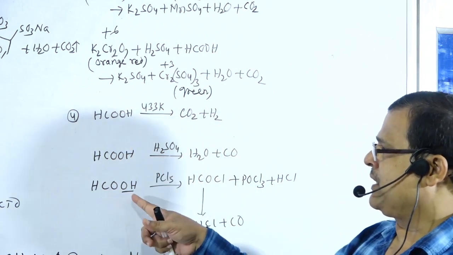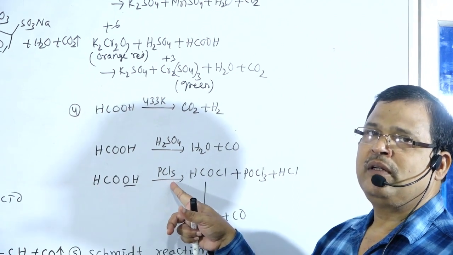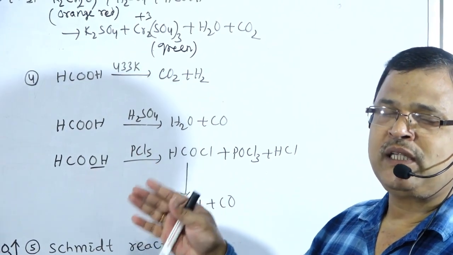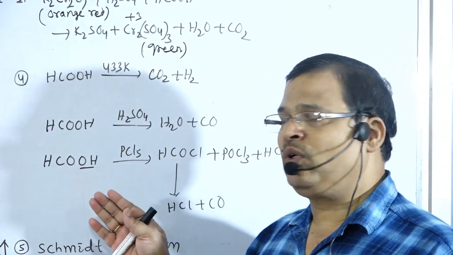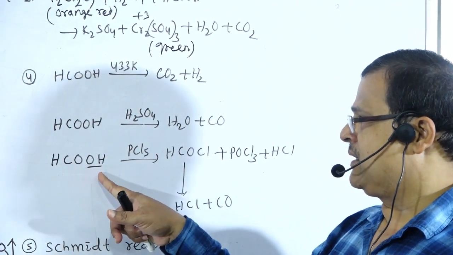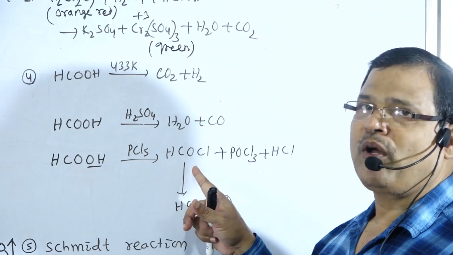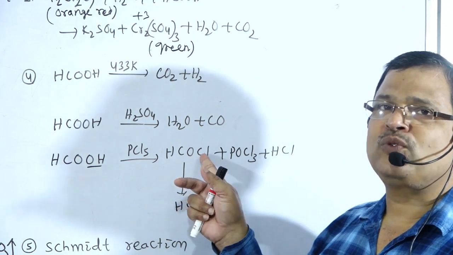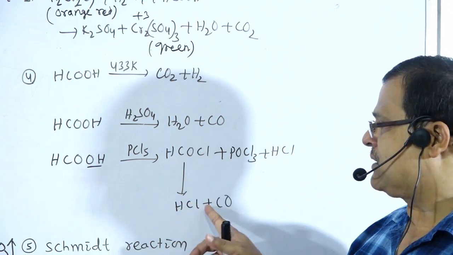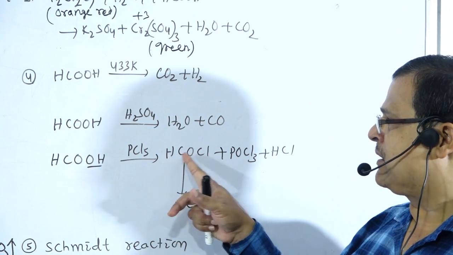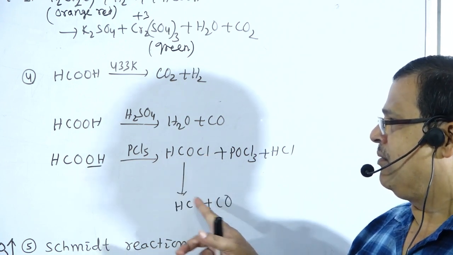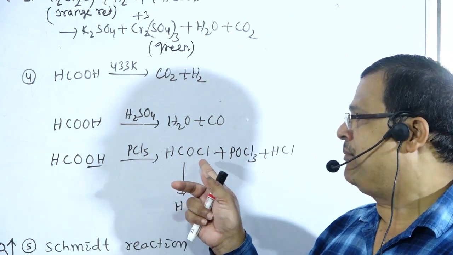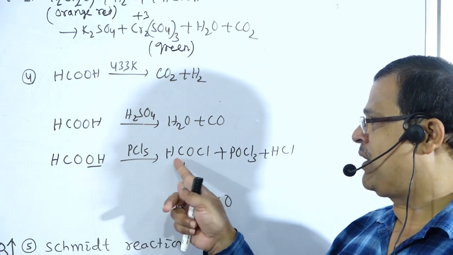Next one, formic acid reacts with PCl5. In the last class we discussed the action of carboxylic acids with PCl3, PCl5 or SOCl2. So formic acid reacts with PCl5 to form formyl chloride, HCOCl, but the formyl chloride so formed is unstable and is stabilized by the formation of HCl and CO. Formic acid forms unstable formyl chloride, methanoyl chloride, which decomposes to form HCl and CO.